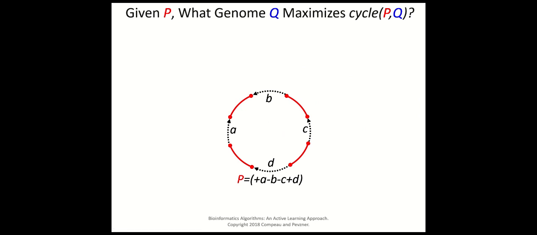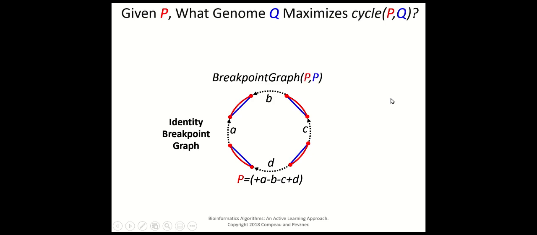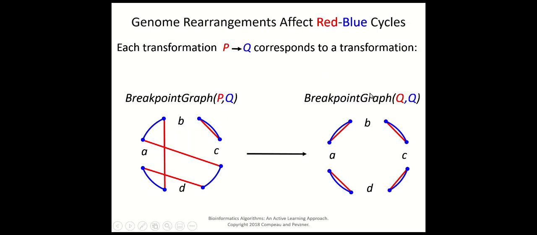Now, given P, what genome Q maximizes the number of cycles PQ? As you can see, we can call it the identity breakpoint graph. And the number of cycles is going to be 4.